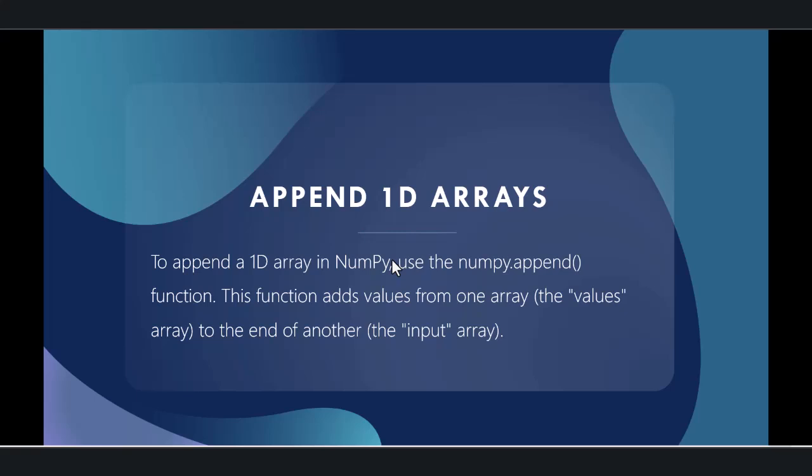To append a 1D array in NumPy, use the NumPy append function. This function adds values from one array, the value array, to the end of another, the input array. By using this function, the values from one array will be added to another array, from the value array to the input array. This is as simple as the sentence is. Now we'll see an example for this.